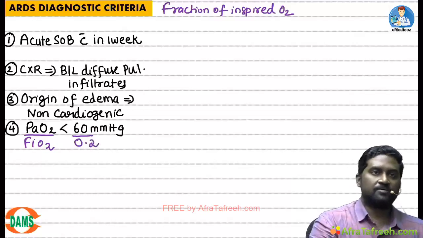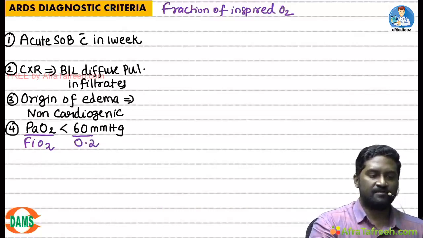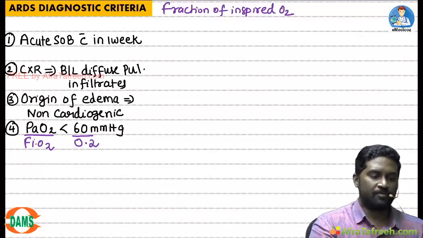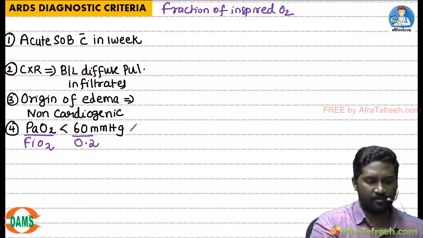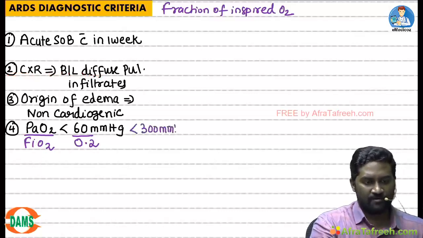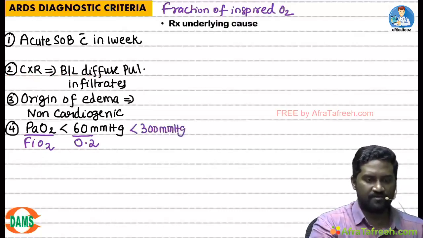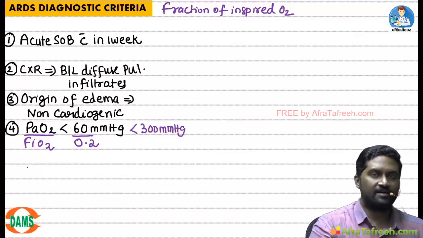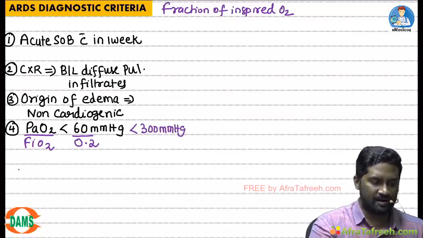So according to this ratio, the definition of ARDS is not just PaO2 less than 60, it is PaO2 by FiO2 less than 60 by 0.2. 60 by 0.2 gives you 300 mmHg. Now what is the benefit of this ratio? It can classify ARDS into mild, moderate and severe.